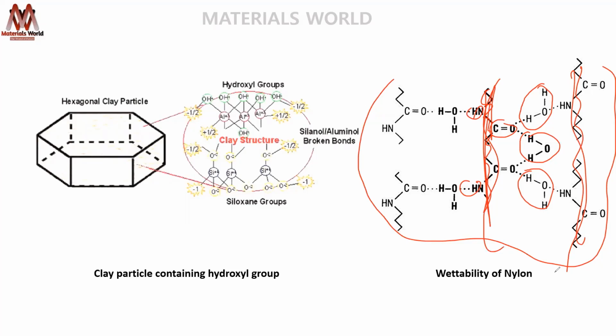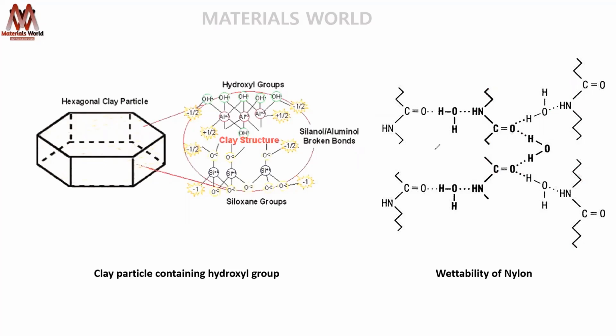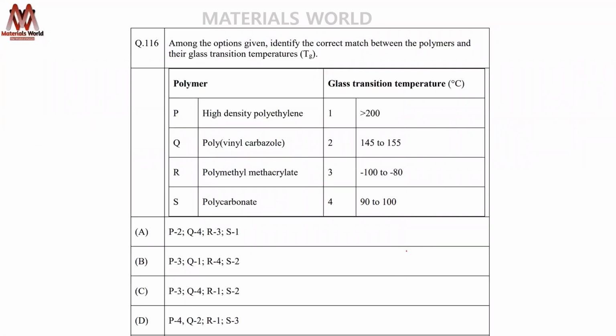It will absorb water. But what is exactly happening is by adding the natural clay, its property is degraded. The reason is this OH group might have reacted with the CO and NH, and covered all the polar groups available in the chain. Now there is no CO and NH available for attaching H2O to the chains, and that is the reason behind it.